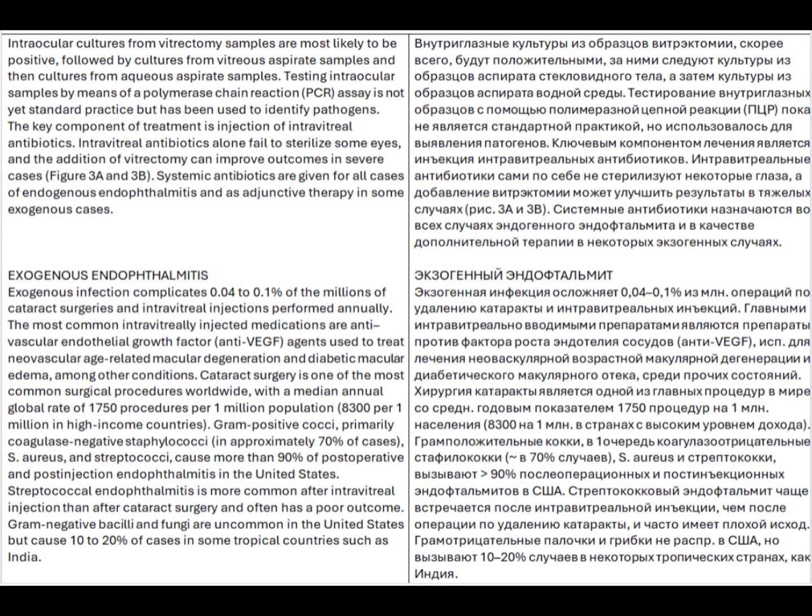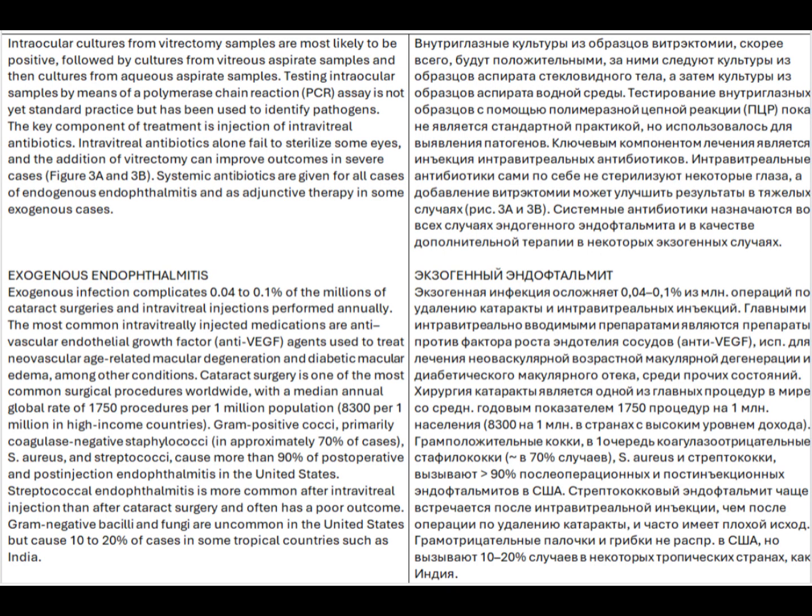Figure 3a and 3b. Systemic antibiotics are given for all cases of endogenous endophthalmitis, and as adjunctive therapy in some exogenous cases. Exogenous endophthalmitis. Exogenous infection complicates 0.04 to 0.1% of the millions of cataract surgeries and intravitreal injections performed annually. The most common intravitreally injected medications are anti-vascular endothelial growth factor (anti-VEGF) agents used to treat neovascular age-related macular degeneration and diabetic macular edema, among other conditions.